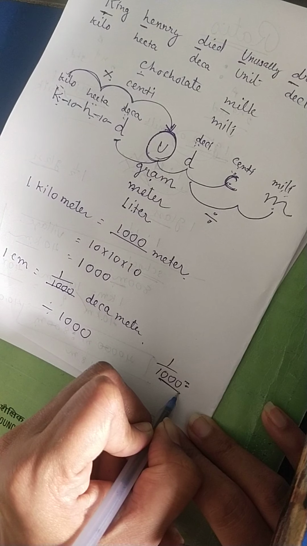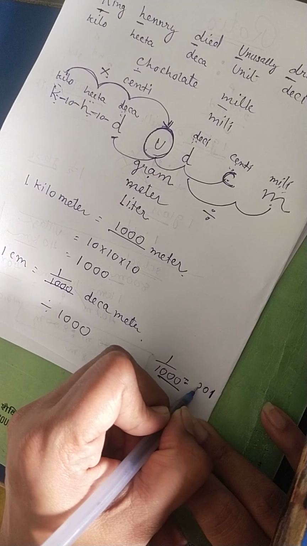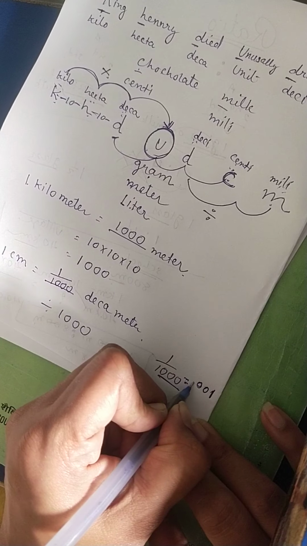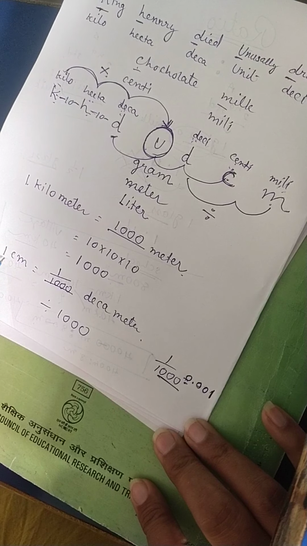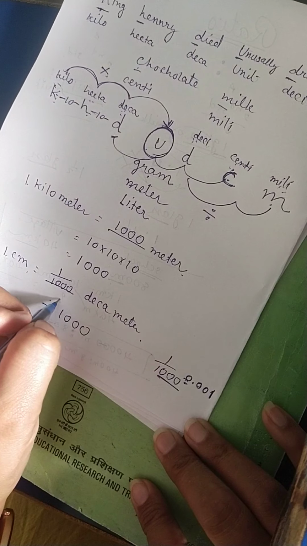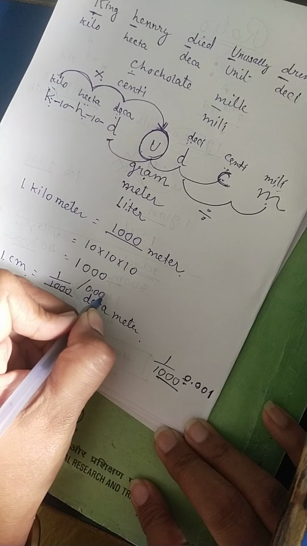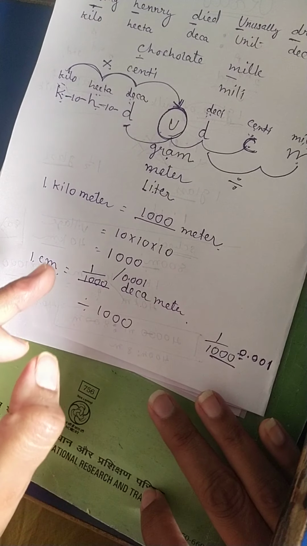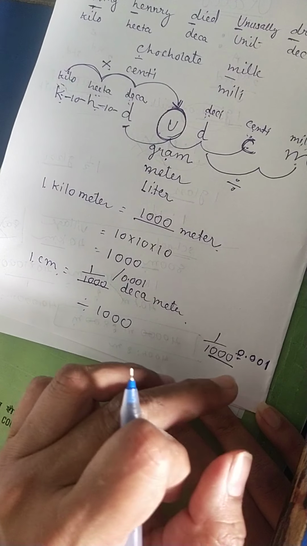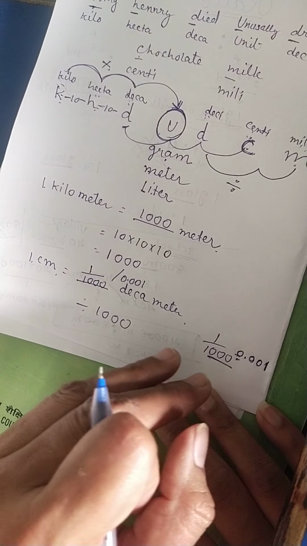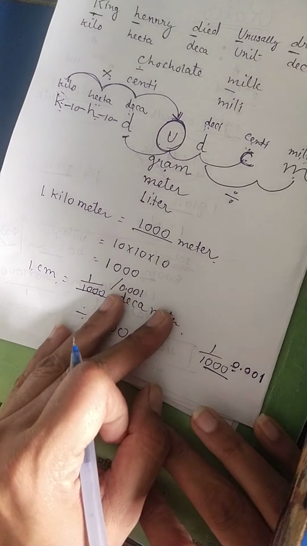How many zeros do we have? 3. But only 1 digit we have, so we have to take the help of 2 zeros. So over here 0.001. So 1 centimeter is equal to 1 by 1000 decameter, or 0.001 decameter. If you want to write as a fraction, then this, and if you want as a decimal, then this. These things we already learned in the fraction chapter. Clear, students? This way you have to find the value.